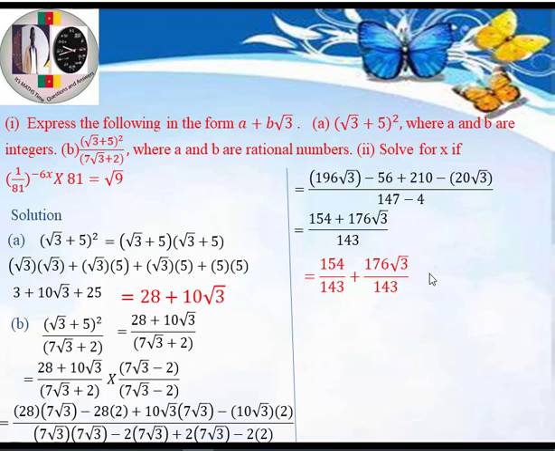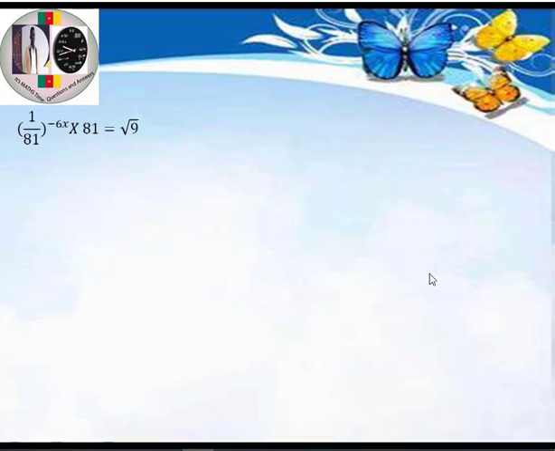The last part of the equation says that we should solve for x, given that 1 on 81 all that power minus 6x times 81 is equal to root 3. So the first thing we need to recognize here is that the power of 1 over 81 is negative. If the power is negative, we can change it to positive by taking 1 over all of that fraction, 1 over 81. So we'll remove this negative sign here, and root 9 is simply 3.